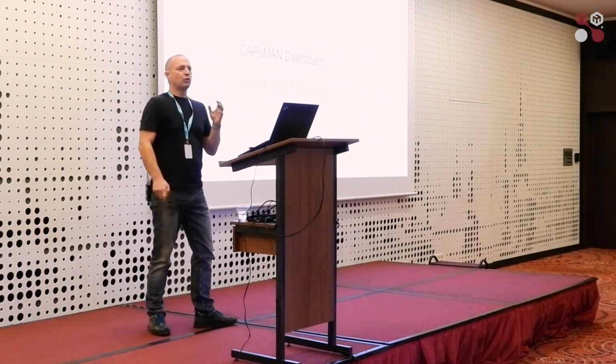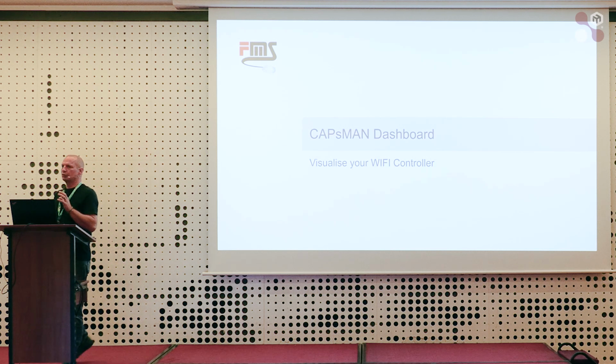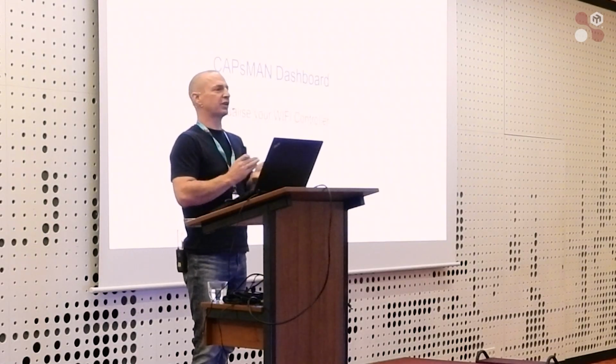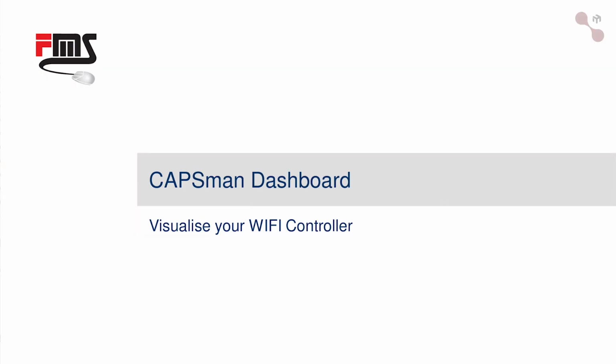The first example is not really referring to large networks, but it's such a great example on how to use Zabbix with the REST API that I really want to show it here. It's a CAPsMAN dashboard. It will help you to visualize your Wi-Fi controller.